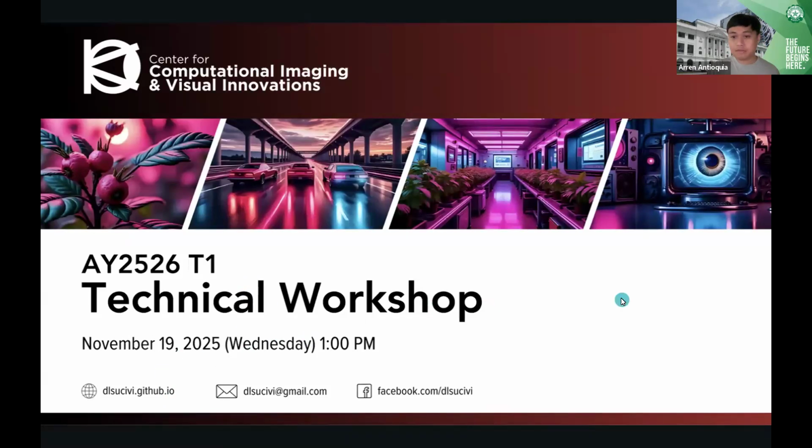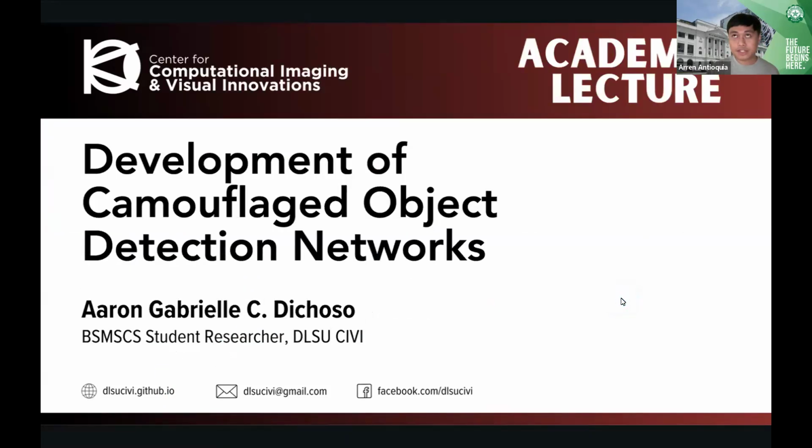So first off, in our lecture for, not lecture, but technical workshop for this afternoon, the title of the workshop would be the development of camouflage object detection networks. This hands-on workshop offers participants a comprehensive introduction to camouflage object detection. It's a field in computer vision that focuses on segmenting hard-to-spot images in environments. Designed for advanced learners, the session would walk you through the end-to-end workflow of developing and evaluating camouflage object detection models.